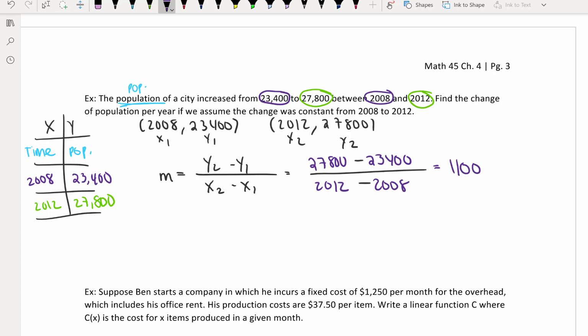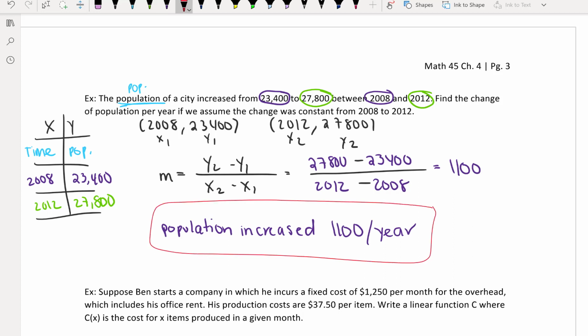So I can say that my population increased, and it's increased because it's a positive value, 1,100 per year. And so that will be my final answer.